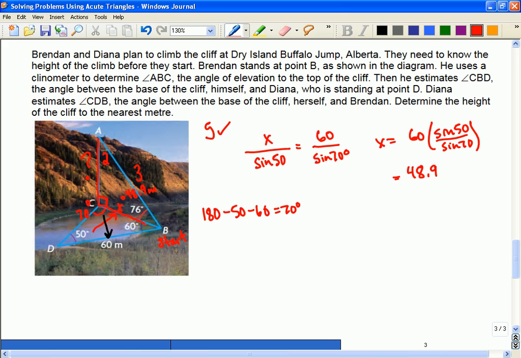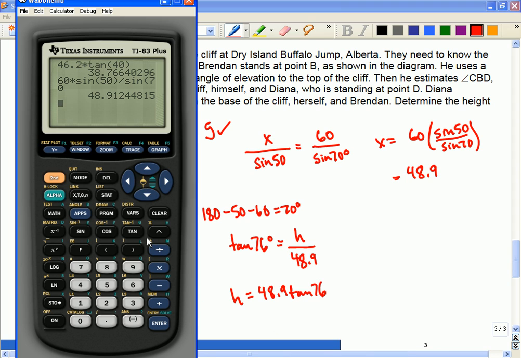If I look, I've got an angle, opposite and adjacent. So I can say tangent of 76 equals the height over 48.9. So the height is equal to 48.9 times the tangent of 76. 47.4. Sure. I'll just plug it in so that they can see how it goes in the calculator.